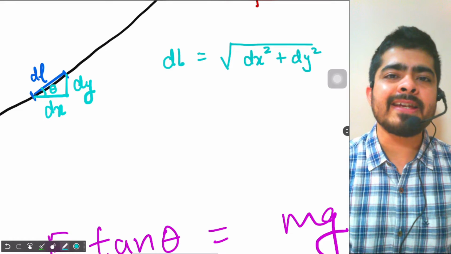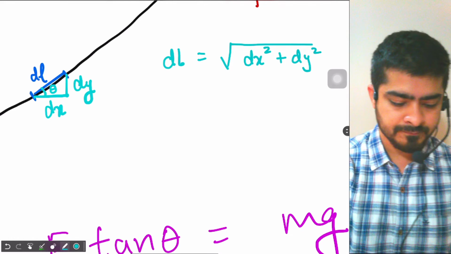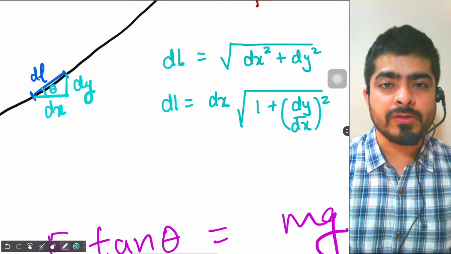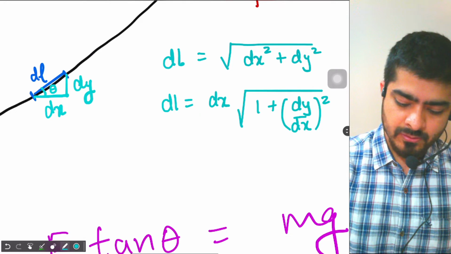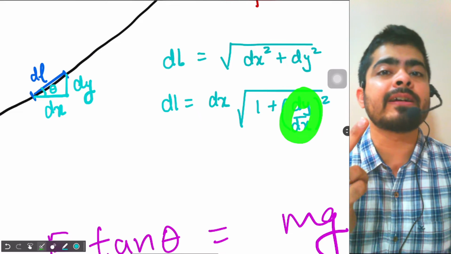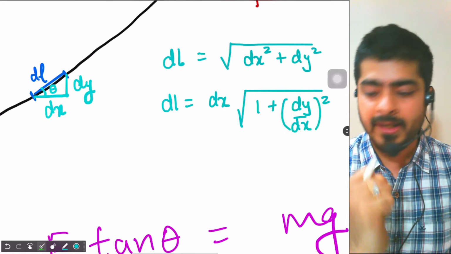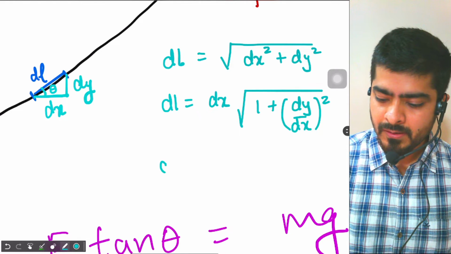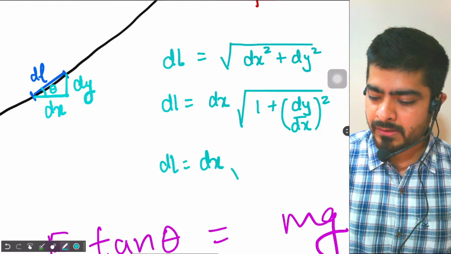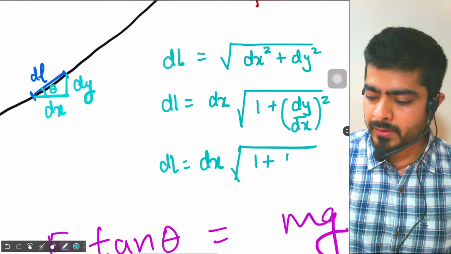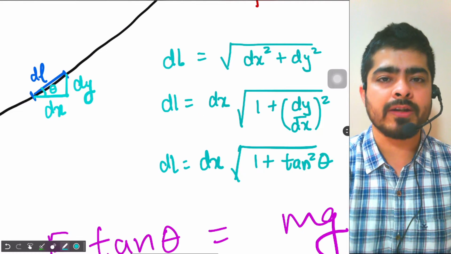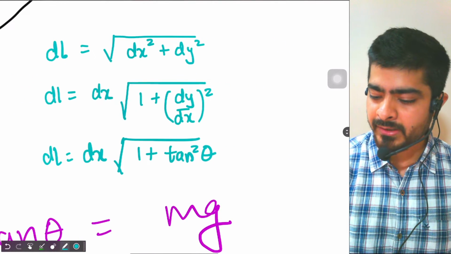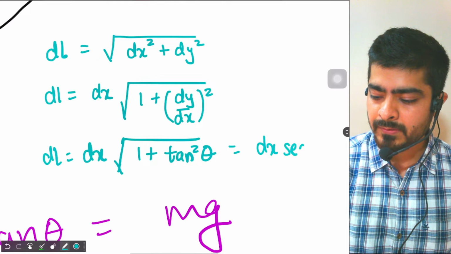Now if I take dx common over here, then dl will be equal to dx times root of 1 plus dy by dx whole square. Now what is this dy by dx? That will be tan theta, slope of the wire at any point. So I could rewrite this as dl is equal to dx root of 1 plus tan square theta, and 1 plus tan square theta is sec square theta, so this is equal to dx times sec theta.